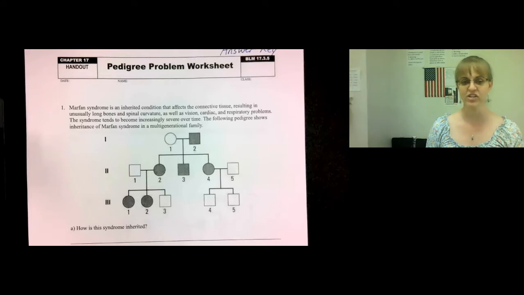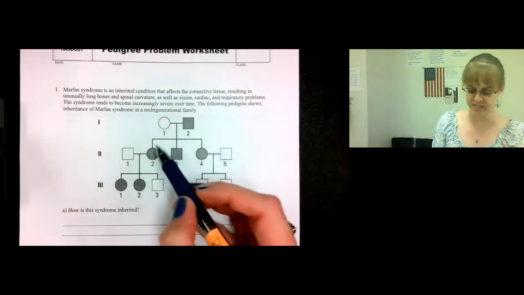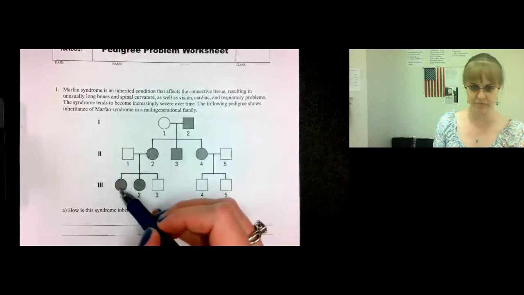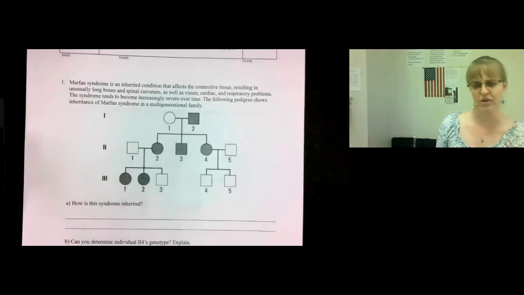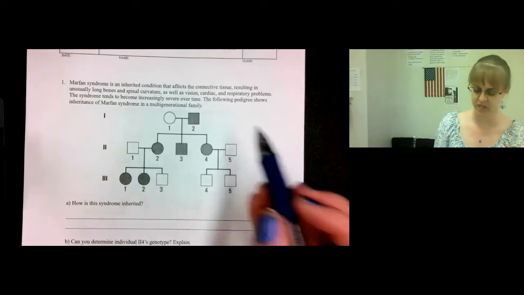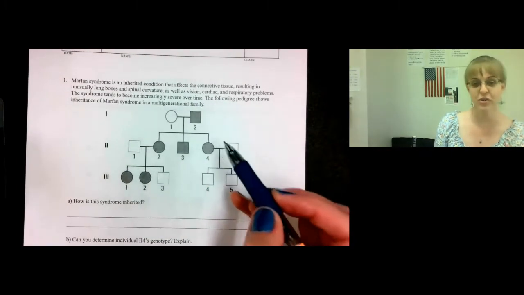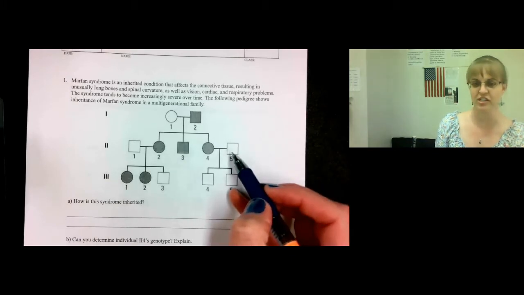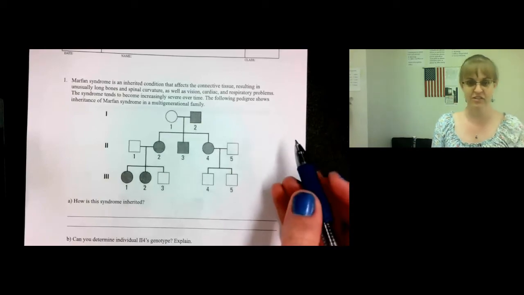The following pedigree shows inheritance of Marfan syndrome in a multi-generational family. So if it's colored in, these people have Marfan syndrome. If it's not colored in, they do not have it. So how is this syndrome inherited? In other words, is it dominant or recessive? Well, it's in every generation, and there are no cases where it skips a generation and then comes back later. Therefore, this must be a dominant trait.